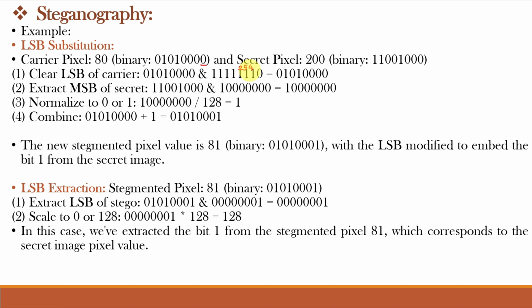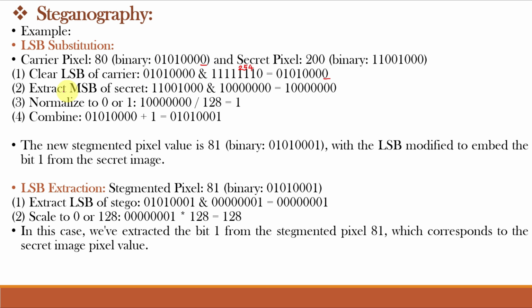Why with 254? Because it has the last bit as 0 and all others as 1. If we perform the AND operation, the last bit that we obtain will become 0 if it is 1. Here it is 0, so it remains 0, and all other bits remain as they are. We can understand this as: AND with 1 keeps the bit as it is, but AND with 0 will make the bit 0.